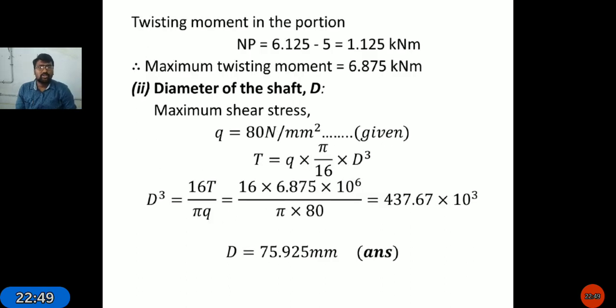Next, for the diameter of the shaft, the maximum shear stress is given as q, that is 80 Newton per millimeter square. From the torsion equation, T by J equals q by R. By using this formula, we can calculate the value of the diameter. T is equal to q into pi by 16 d cubed. By substituting the value of q in this equation, we will get the value of d. Here we have already taken T as maximum, that is 6.875, because the maximum shear stress is given, so we have to consider the maximum twisting moment.